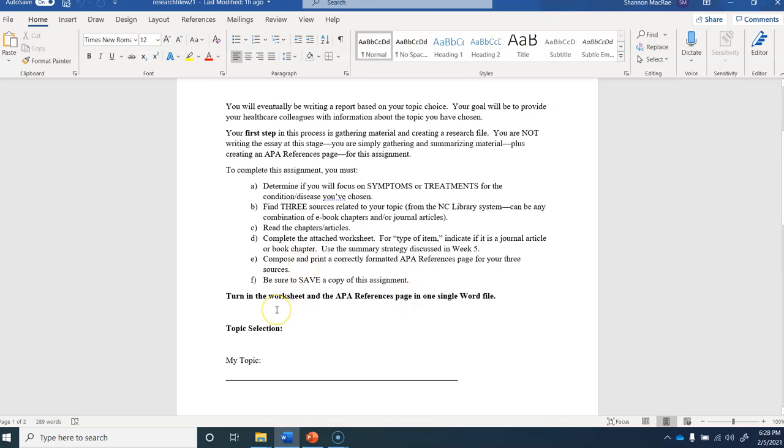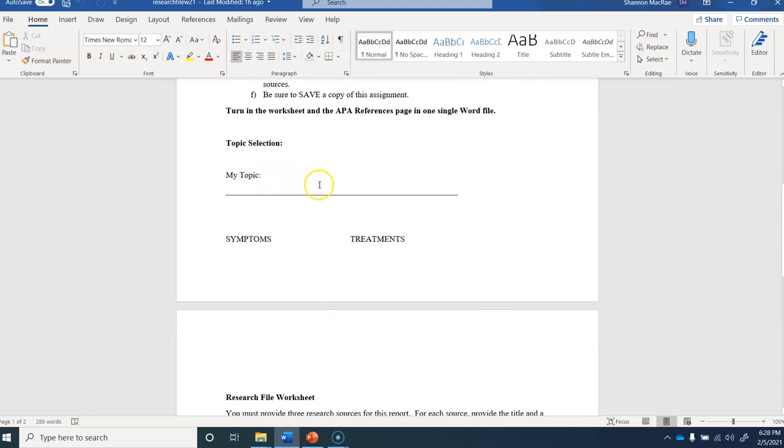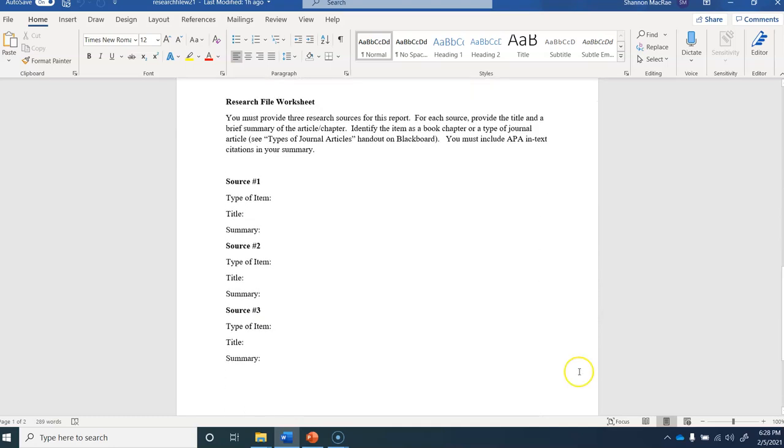In order to complete the assignment, you're going to turn in the worksheet and the APA references page in one single Word file, okay? So create a Word file. You don't need to include all of the instructions or anything. I need for you to identify what your topic is, and then tell me, are you going to focus on symptoms or are you going to focus on treatments? And then go through and do the summaries, okay?